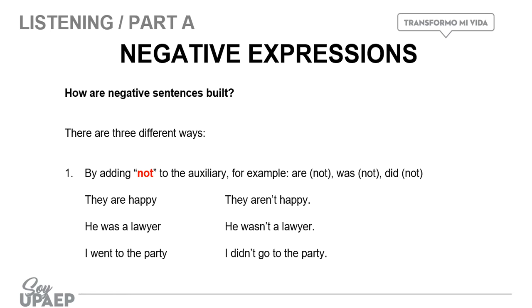The first case is by adding the word not to the auxiliary. For example, in the case of are, aren't, did, didn't, could, couldn't, must, mustn't. In all those situations, we added the word not in order for the sentence to become negative. If you notice on your screen, we have three sentences. For example, they are happy, they aren't happy. He was a lawyer, he wasn't a lawyer. I went to the party, I didn't go to the party. So this is the first case.